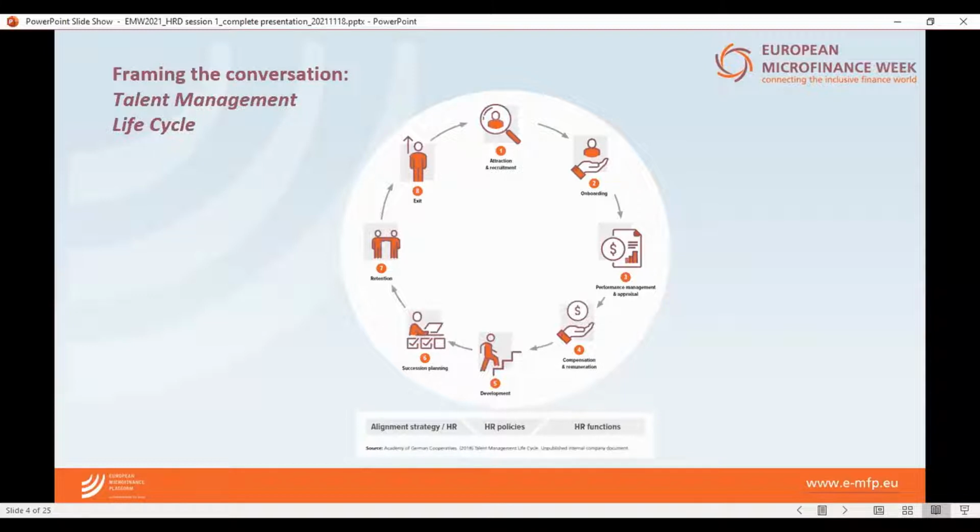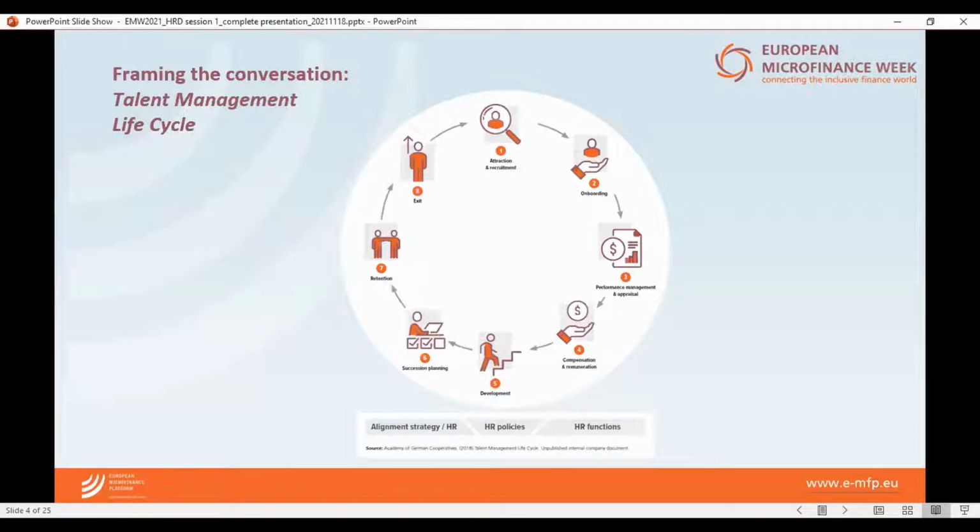And now you can ask the question, but what can the MFI do to attract and retain talent? And here comes the talent management lifecycle into play, because it offers some interesting insights in how to do this. It basically describes, and you can see this here on the slide, the basic stages that any employee in a microfinance institution goes through during his or her time working for the MFI.